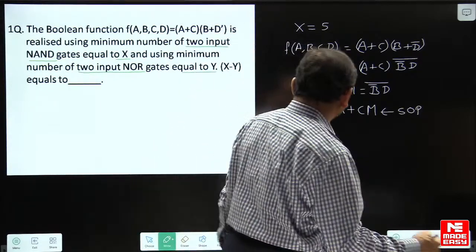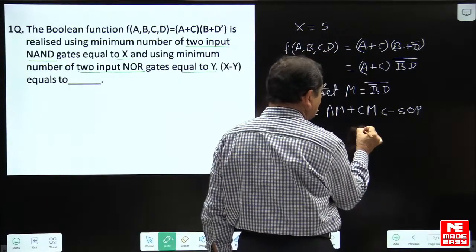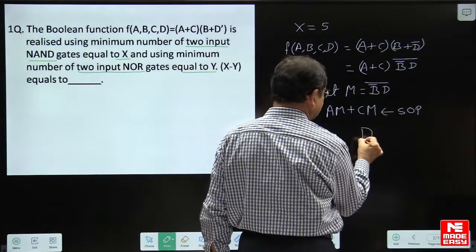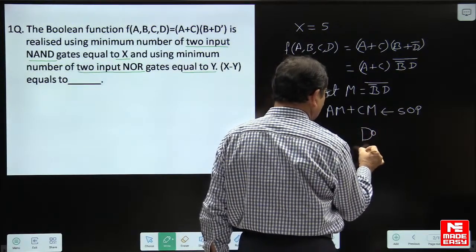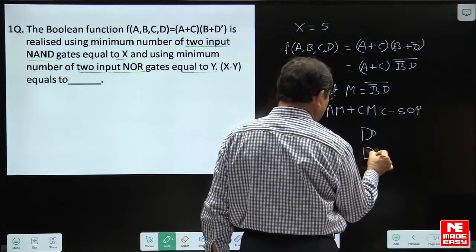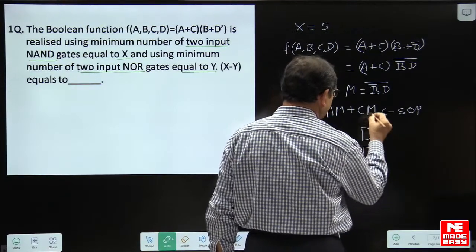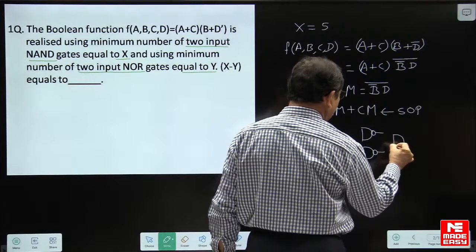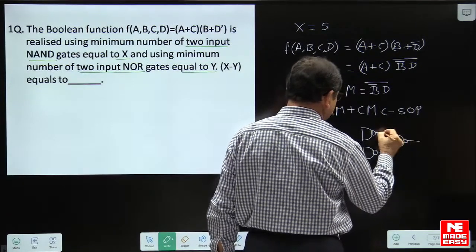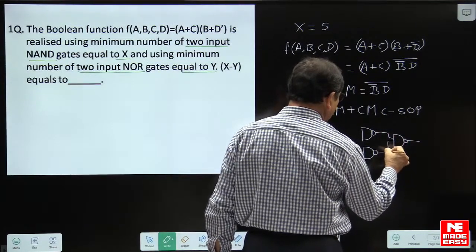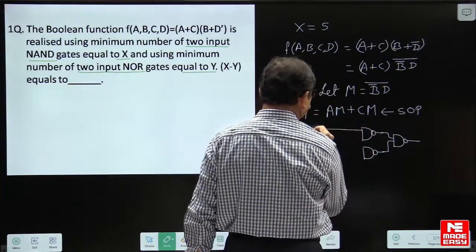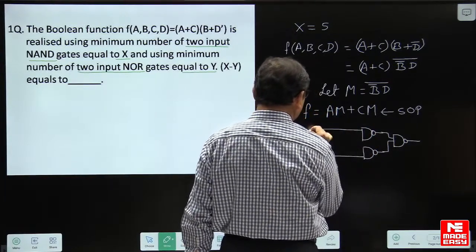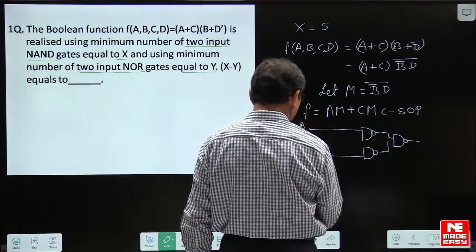So once we have it in SOP form, with the knowledge of SOP expressions and with the 2-level circuits, it is possible for you to tell the answer for realizing this SOP expression when we use a 2-level NAND circuit. It is a circuit we will be getting.